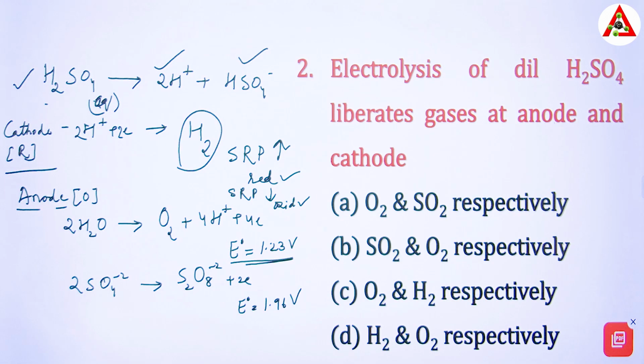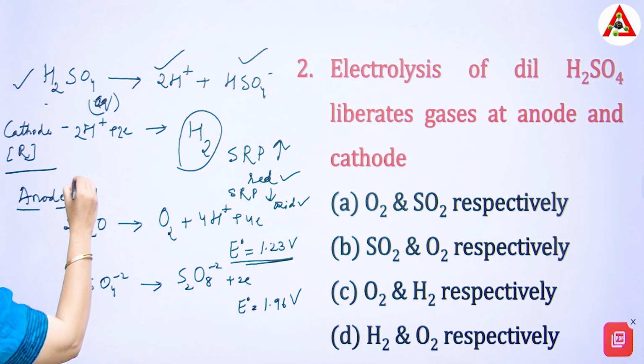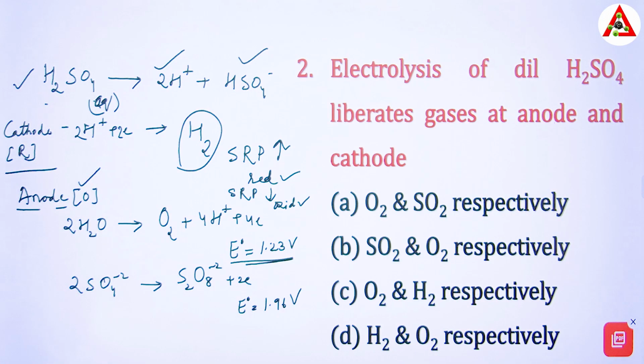Now we are coming to the anode. At the anode, oxidation takes place and we have two reactions. One is of water. Oxidation of water always gives oxygen, and what will oxidation of sulfate give you? What is this ion?